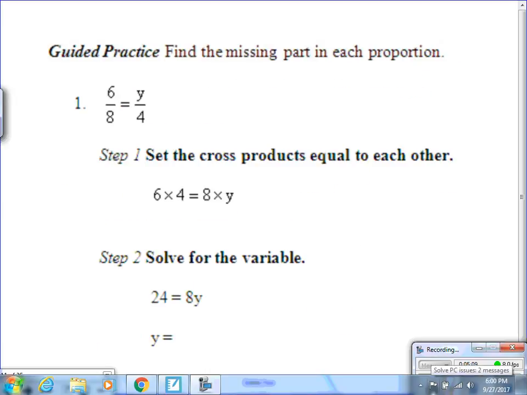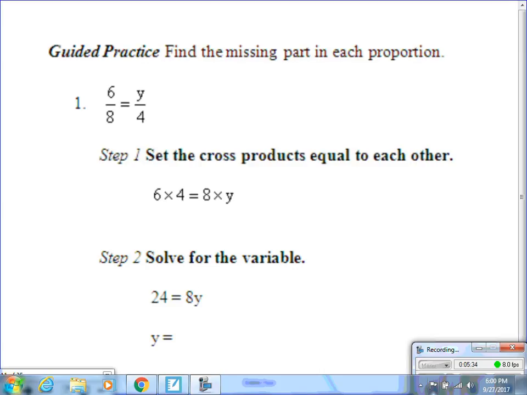Let's look at some practice problems here. So this one, we've got 6 to 8 equals y to 4. We need to figure out what y is. So the first step is set the cross products equal to one another. So we know that 6 times 4, that cross product, has to equal 8 times y, the other cross product. We know 6 times 4 is 24. 8 times y is just 8y.